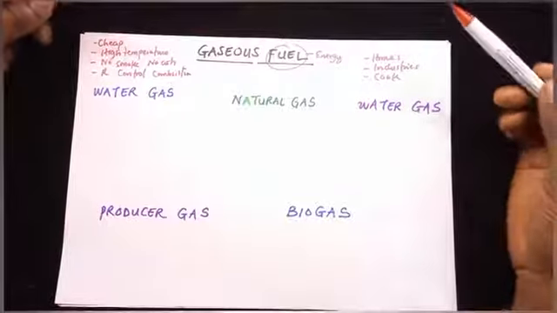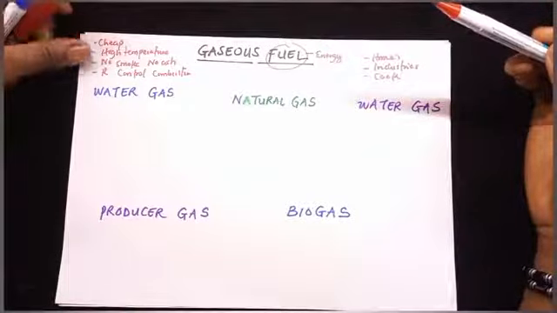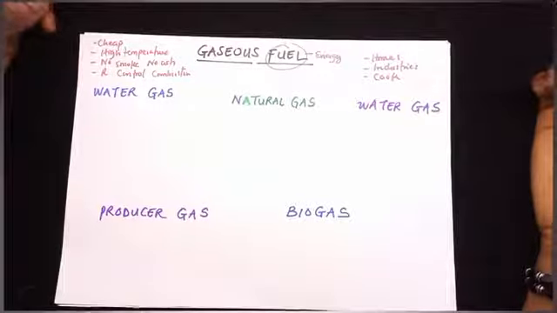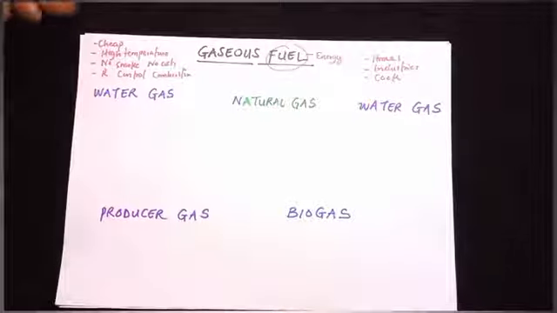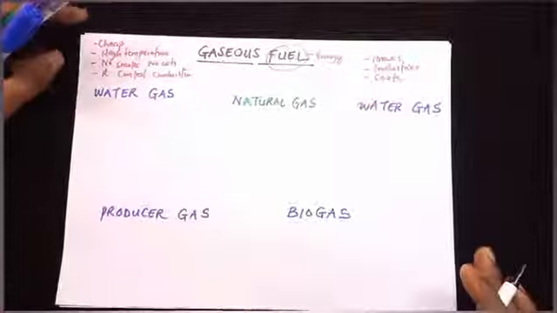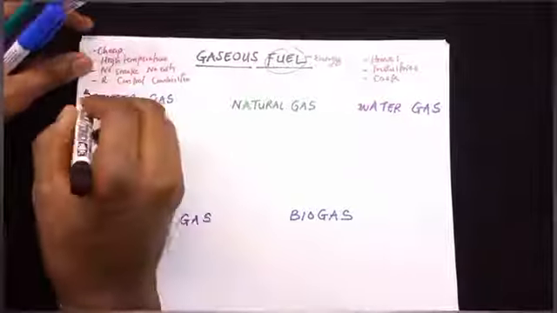So gaseous fuels are an important source of energy. We burn them to produce energy. They are cheap, they give high temperature, no smoke, no ash, controlled combustion. They can be used in homes and every other place. So what are the examples of gaseous fuels that we have? We want to take a quick look at these ones. These are the most important ones that come out in the exam, so pay very close attention.